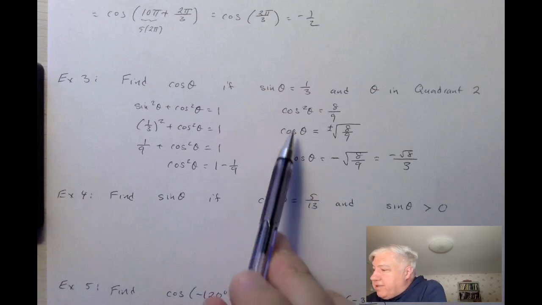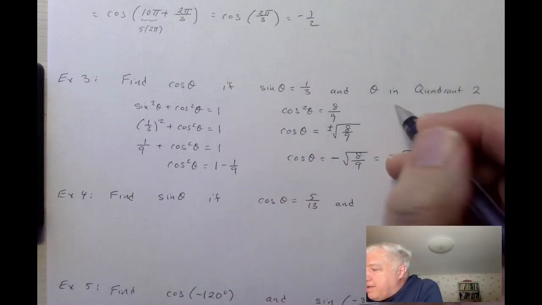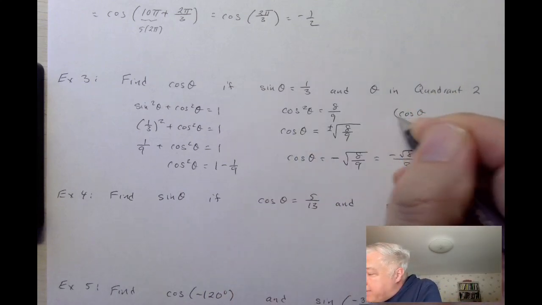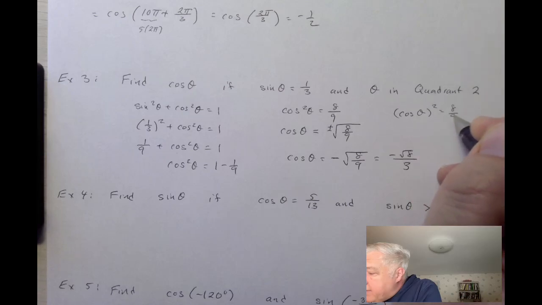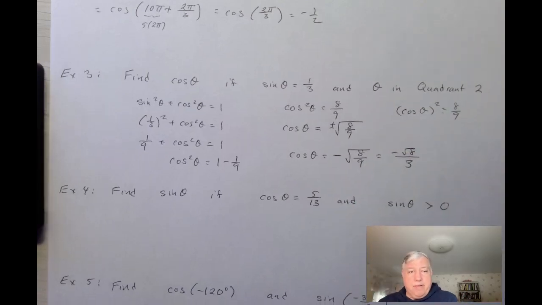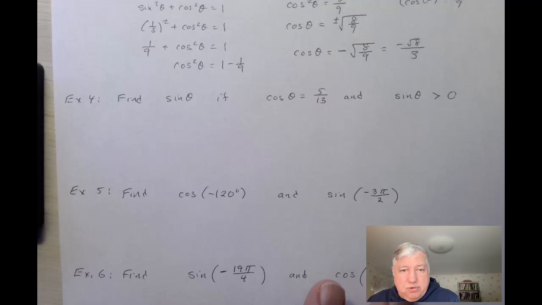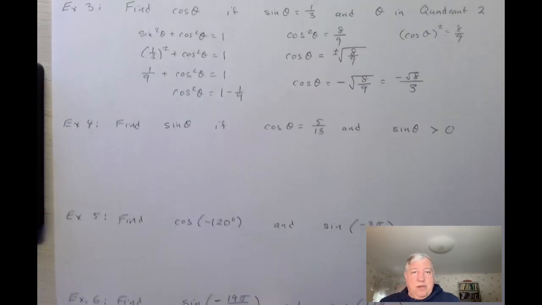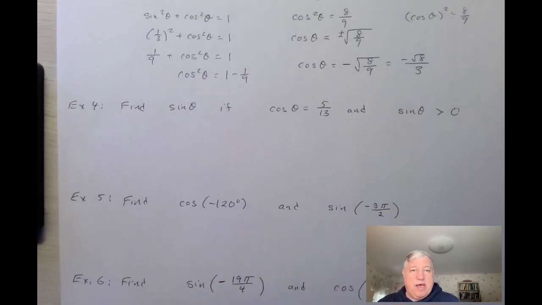Just remember this is the same thing as saying cosine of theta squared. Okay, so that's how we go from here to here. Let's do another example. We want to find the sine of theta if the cosine of theta is 5/13.